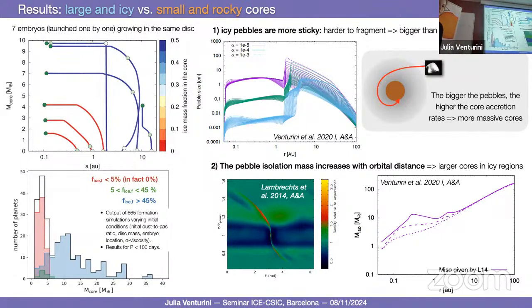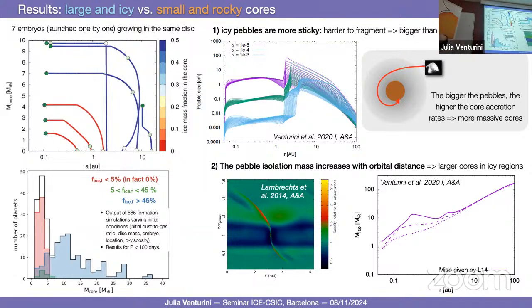And we can effectively grow bigger cores also because of the concept of pebble isolation mass. There is a certain point during the growth of the planet, when it's massive enough, it creates a pressure bump beyond the orbit of the planet. And in the pressure bump, the pebbles get stuck. They cannot drift anymore, so they cannot be accreted anymore by the planet. So this gives the final mass of the core. This is why the core growth gets halted here, because they reach isolation mass. And isolation mass also increases when we go to the cooler regions of the disk. This is why we can grow bigger icy cores than rocky ones. So these two effects are at play.